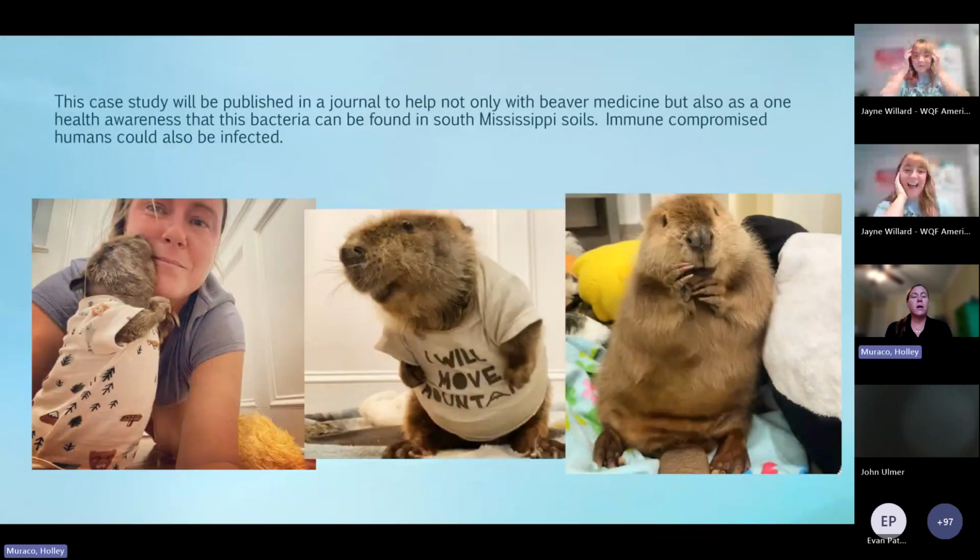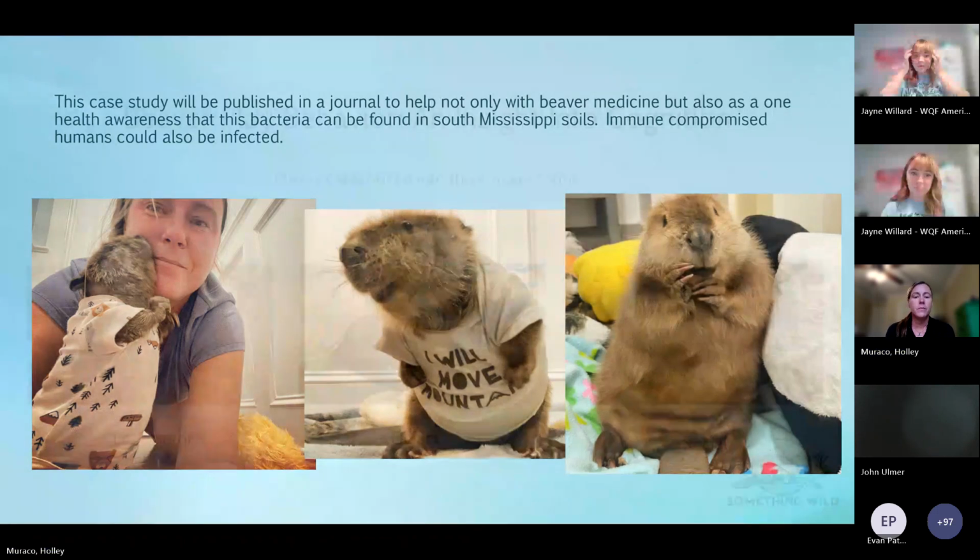And so we are working up a case study for publication of her, all the specifics of the bacteria, the treatment that we did. So this will help with beaver medicine. And it's also very interesting that this bacteria, which is normally found more in hospital settings, was actually out in our soils. And so immune compromised humans could also potentially be affected by this. So it is a One Health connection.